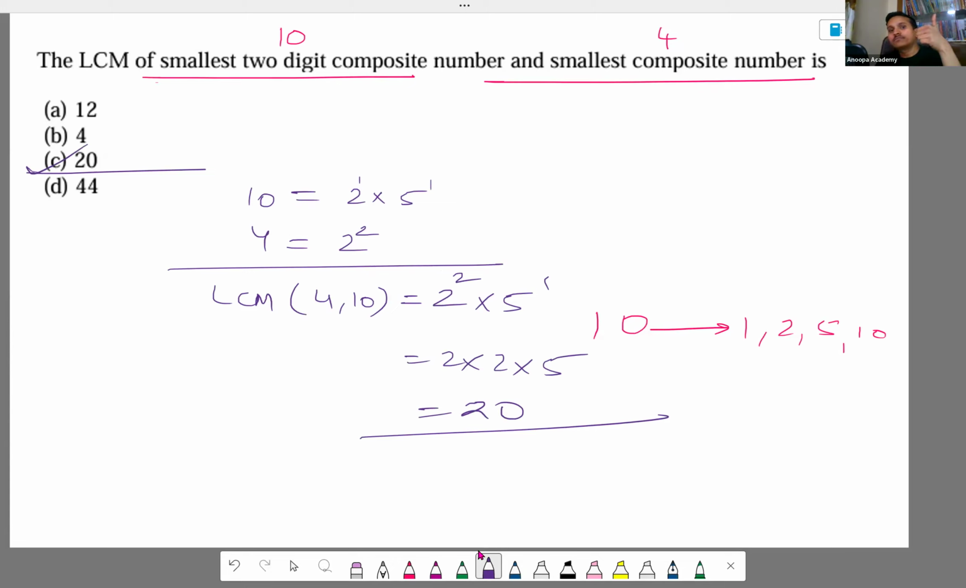Yes or no, everyone? Yes. Rithya, understood? Yeah, now understood, sir. Now understood. Okay.